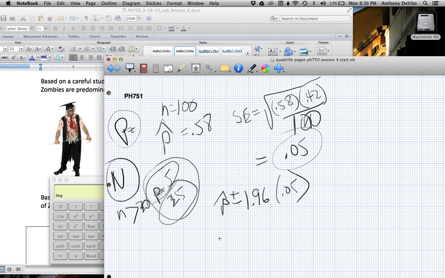Okay, which is P cap, which was 0.58, plus or minus 1.96 times 0.05, which is 0.092. Sound right? Okay, I think that's right. So roughly my population proportion of zombies is going to be roughly between 0.672 and 0.4.